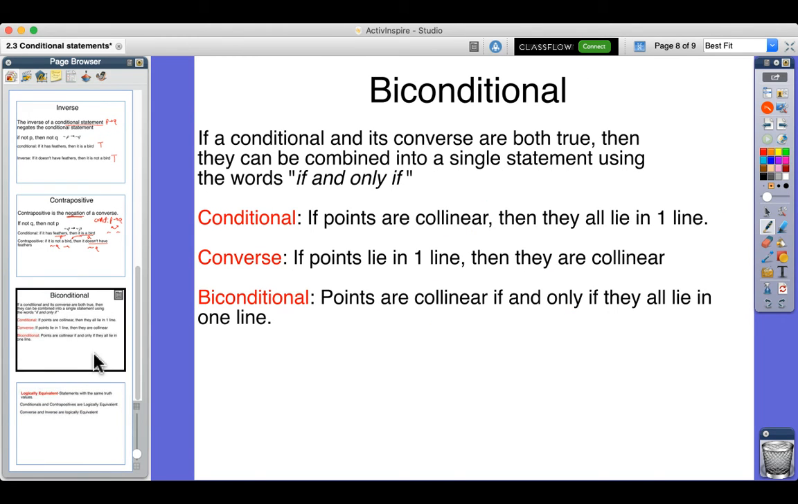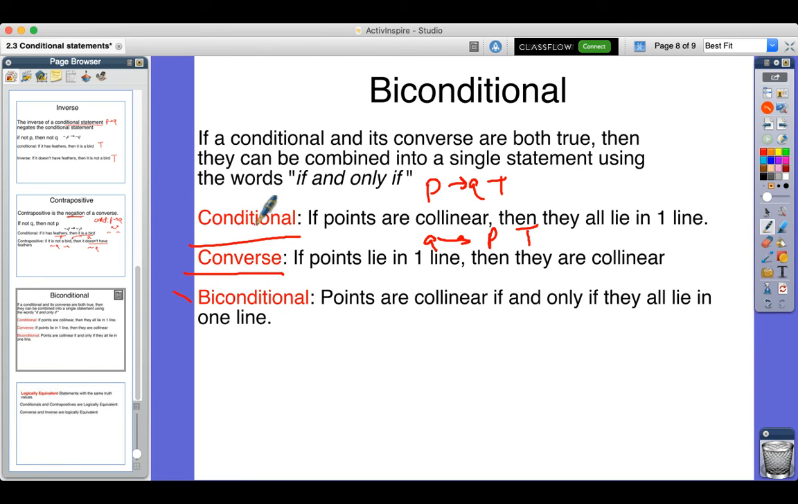Biconditional statements are statements that are true forwards and backwards. You know, like a bicycle has two wheels, it has to be true in two different ways: the original conditional statement and the converse. The reason it has to be true both ways is because P implies Q is true, and Q implies P is true. So no matter what way we say it, forwards or backwards, it is still true.